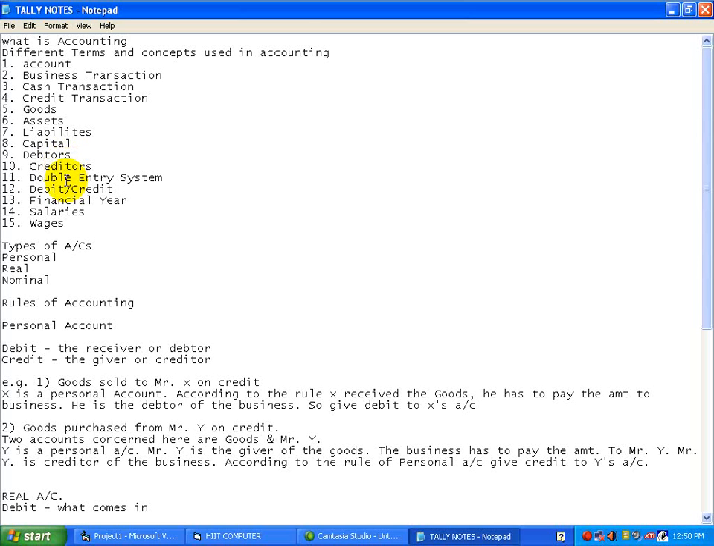What is the concept of double entry system? Accounting means systematic recording of business transactions. The system used for recording transactions is known as double entry system. According to this system, every business transaction affects minimum two accounts of the business. Example, goods purchased for cash. In this transaction, we are receiving the goods, but at the same time we are paying the cash.